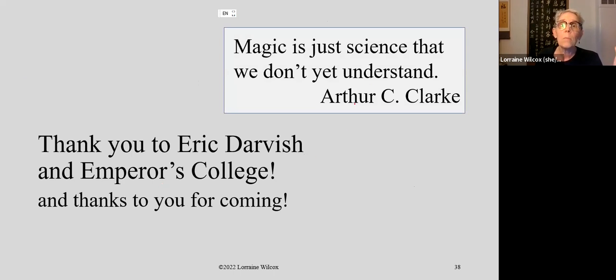So here's that quote. Magic is just science that we don't yet understand. And I think intent is magic. Acupuncture is magic, but not in the sense of something supernatural. It's just a science we don't yet understand, but we can still use it. We can still harness it, even if we don't have a scientific explanation for it.